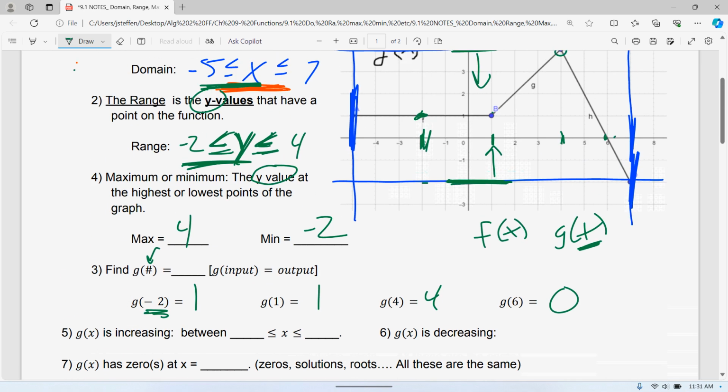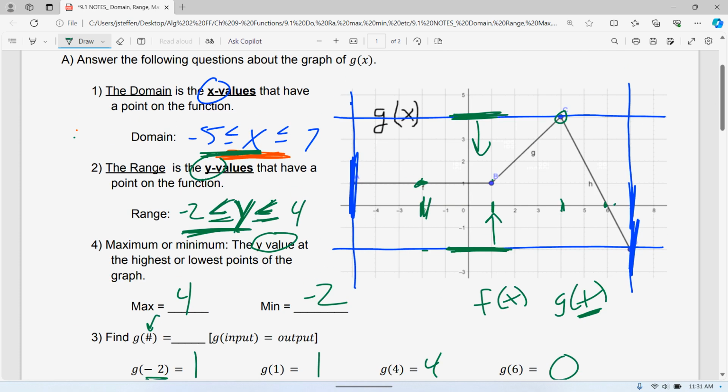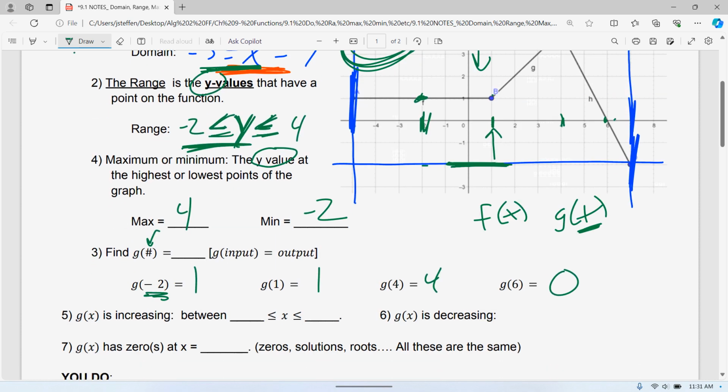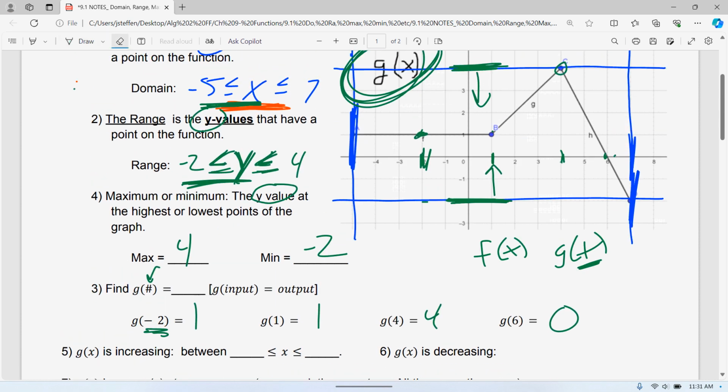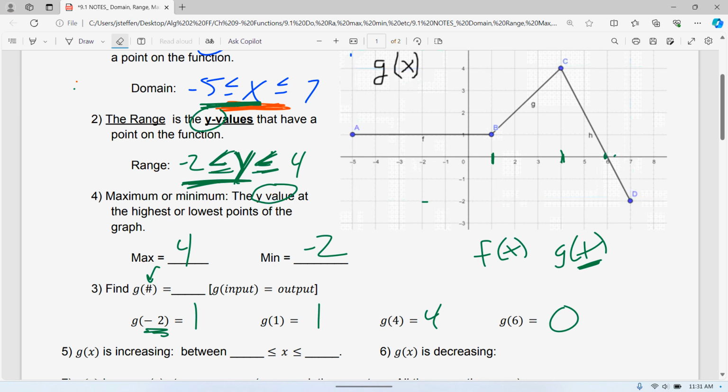Number 5, then it says, where is g of x increasing? And I should have pointed this out, but g of x, I labeled this graph g of x. So every time I talk about g of x, that's what I'm talking about. Where is it increasing? Now, when I talk about increasing and decreasing, what I mean is when you read a graph, you go from left to right, just like you read a book. Left to right. So when you're going from left to right, if you want to drag your pencil across, if it goes down, it's decreasing.